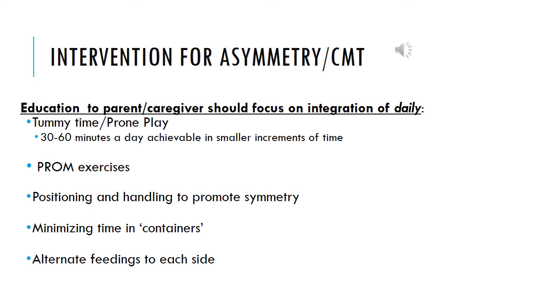So if a child has a preference for a rotation to the right, then we want to make sure that they need to look to the left for their food source and not always presenting the food on the same side. That encourages that further rotation.